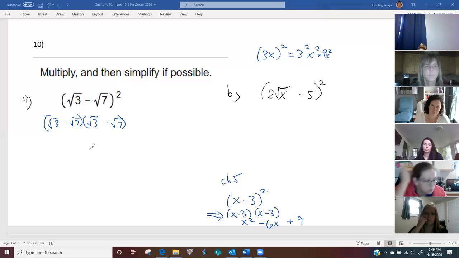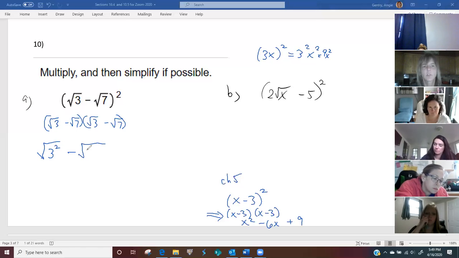So can we foil this? Square root of 3 times square root of 3 is square root of 3 squared. Please don't make it a 9, because then you have to turn around and figure out what comes out. And this makes it easier. Square root of 3 times negative square root of 7, negative square root of 3 times 7 is 21. Nothing's going to happen because the numbers are too small. They're all to the first power, 3 to the first, 7 to the first. Then you have a negative square root of 7 times the square root of 3, which is a negative square root of 21.